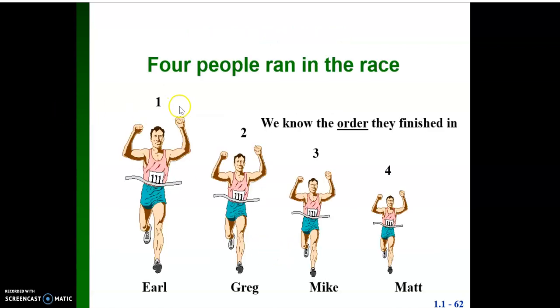Take the same example, this time without talking about their names, only the order they finished: first, second, third, fourth. That goes under ordinal level of measurement. Now you understand: if we talk about their names, that goes under nominal. If we talk about their rank, 1, 2, 3, 4, that goes under ordinal level of measurement.